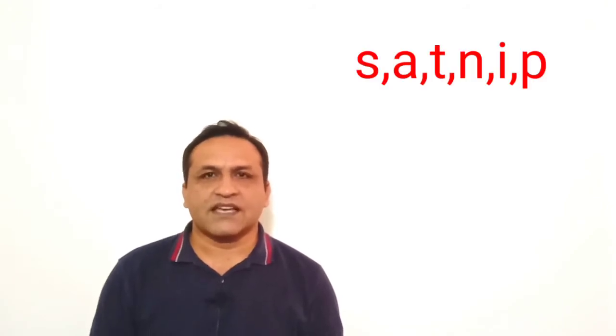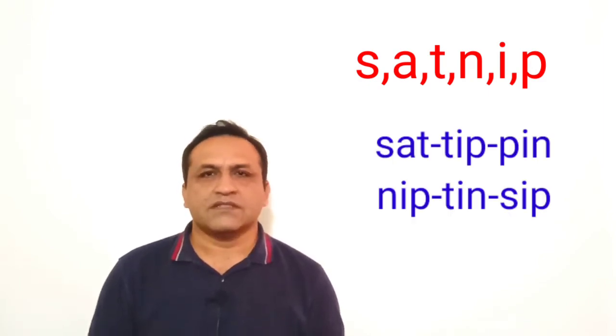For example, we have some group of letters in phonics like s, a, t, n, i, p. These are the sounds. These sounds can then be arranged into a variety of different words. For example, sat, tip, pin, nip, tin, and sip.